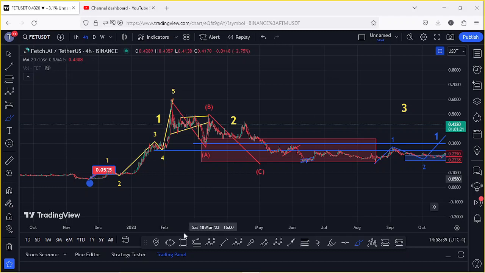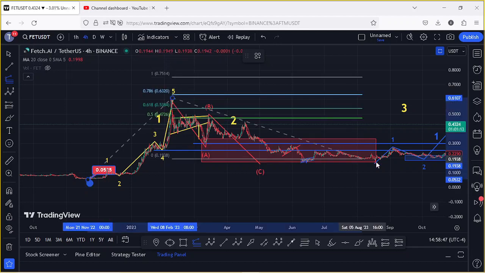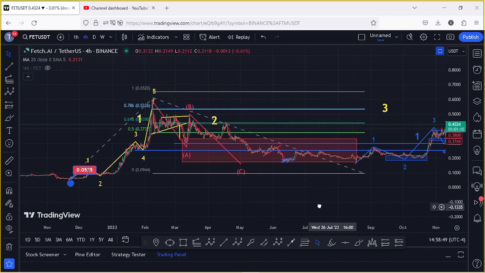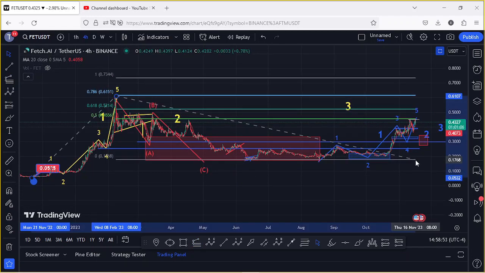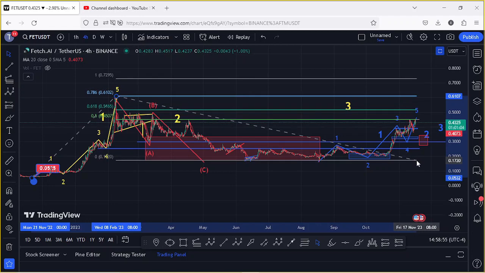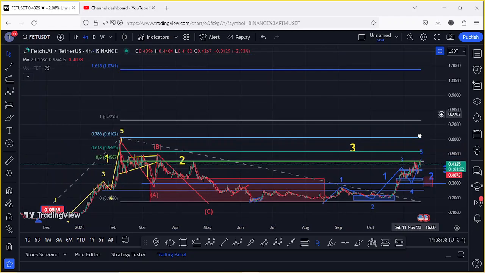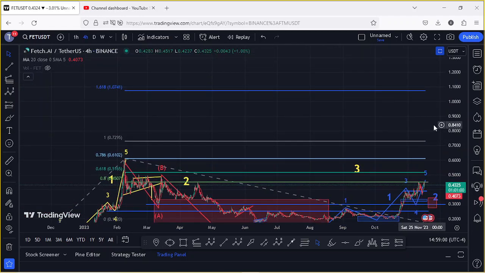Minimum target areas can be given by connecting the trend-based Fibonacci from the low of the first wave to the high of that wave 1, then dragging the fibs to the low of the second wave, giving me a minimum target area for the third wave at the fib level 1.618, and that is above the $1 mark, which is the minimum that we can expect fetch.ai to do in the formation of that wave 3.